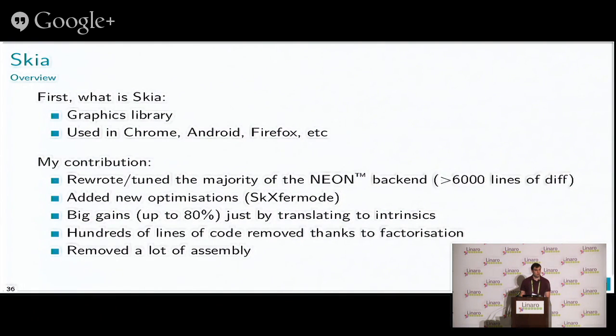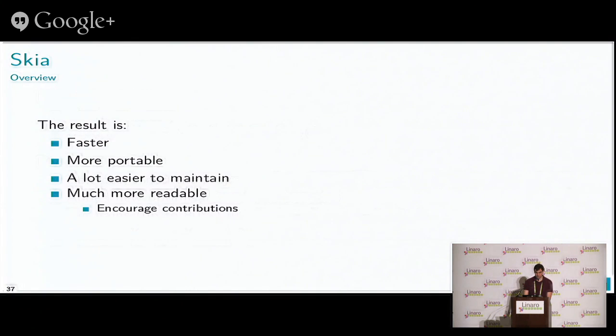So this 80% improvement is you replaced vector assembly with Neon Intrinsics? Yes. So it's basically free. I've removed a lot of assembly, replacing it with Intrinsics most of the time. The end result is faster, more portable, a lot easier to maintain, and much more readable, so it encourages contribution. It's very hard to hope for people to jump into a 50 lines of assembly sequence and hope that they can improve it. Those who have written assembly know that it can be quite hard to go back to a piece of assembly you've written to fix a bug, for example. This is a lot easier with Intrinsics.